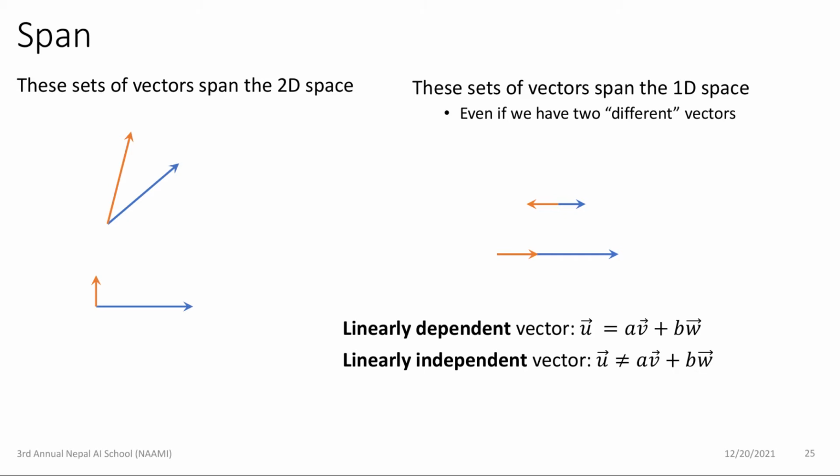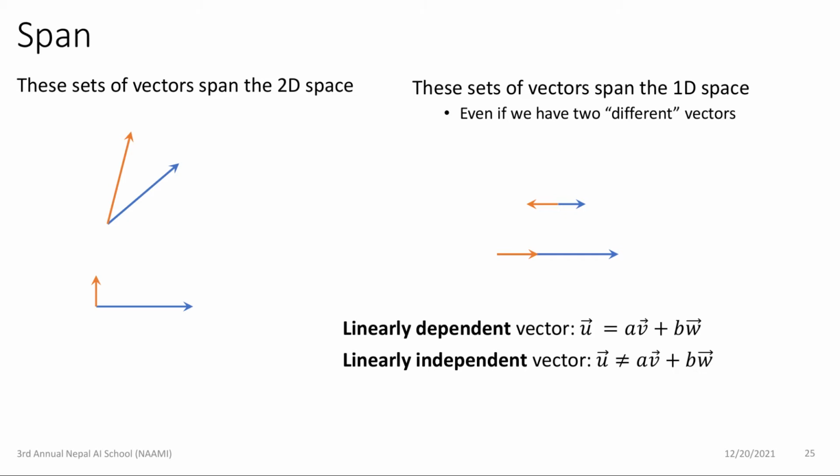Like I said, for example, these two vectors, even though they're not perpendicular to each other, can still span the entire 2D space. Of course, these two perpendicular ones also can span the entire 2D space. However, these two cannot. They can only span a line, the 1D space. Similarly for these two vectors.